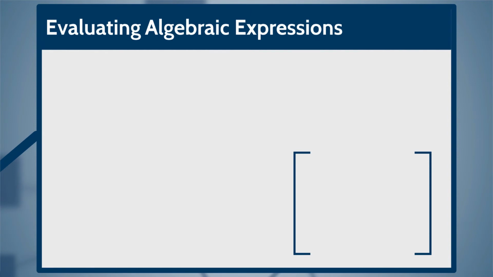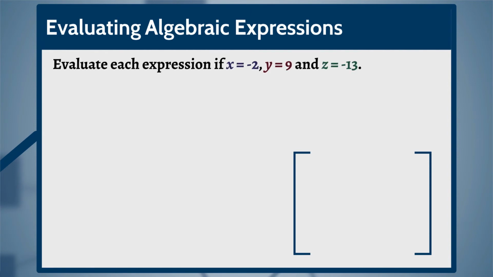The next topic is evaluating algebraic expressions. Evaluate each expression if x equals -2, y equals 9, and z equals -13. For number 11, the given algebraic expression is 3x plus 7. Substituting x equals -2 into 3x plus 7 gives us 3 times -2 plus 7.